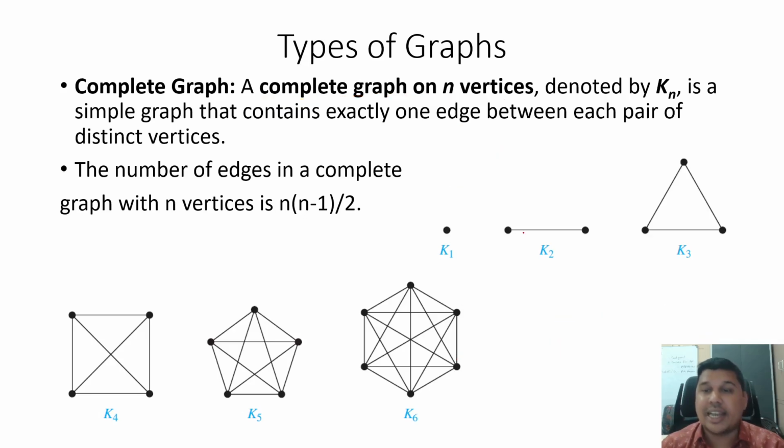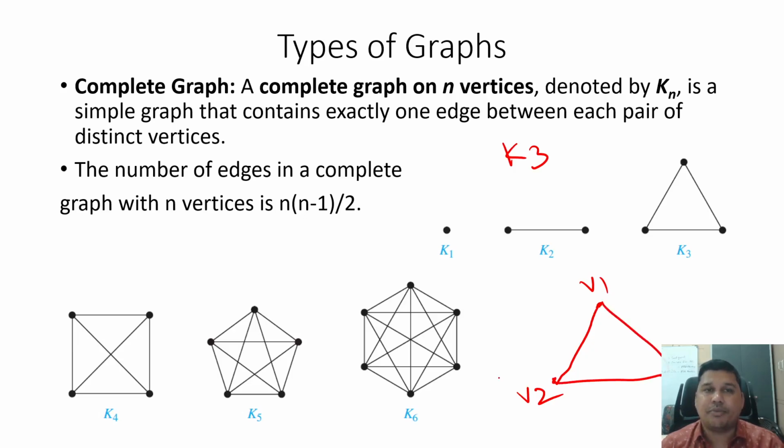Okay, so let's see examples. K3: what is K3? I will have three vertices. Let me call them v1, v2 and v3. Now between any two vertices there is exactly one edge. So between v1 and v2 one edge, between v1 and v3 one edge, and between v2 and v3 there is one edge. This kind of graph is called a complete graph. The other important point is that a complete graph has the same degree for every vertex. You see, the degree of v1 is 2, the degree of v2 is 2, and this is also 2.